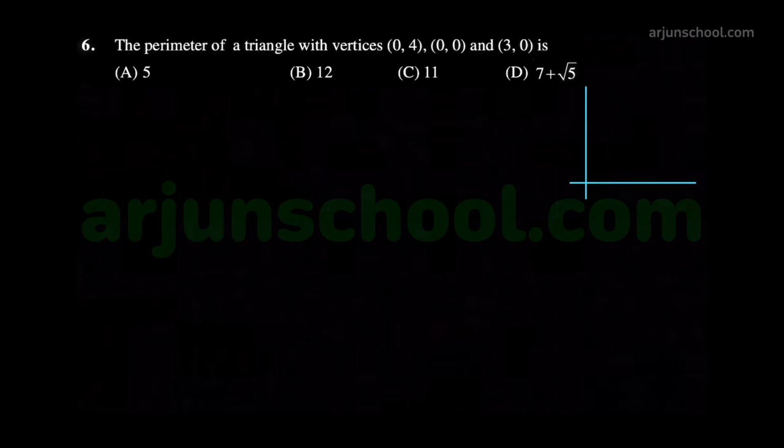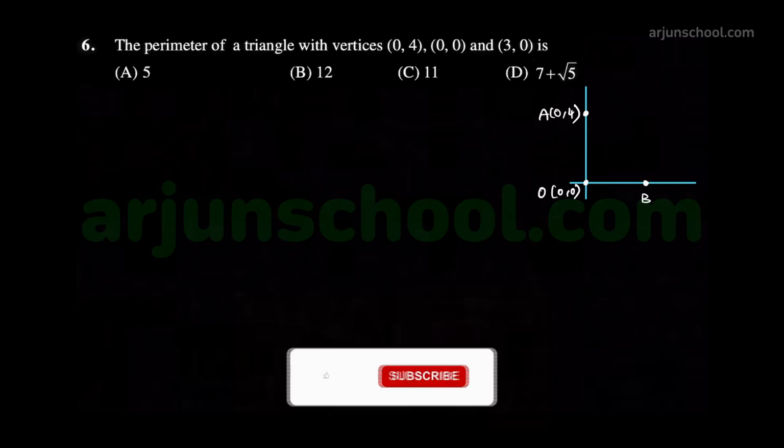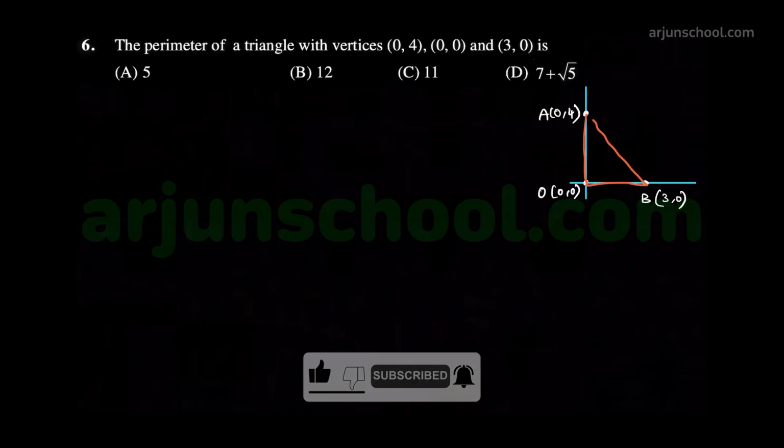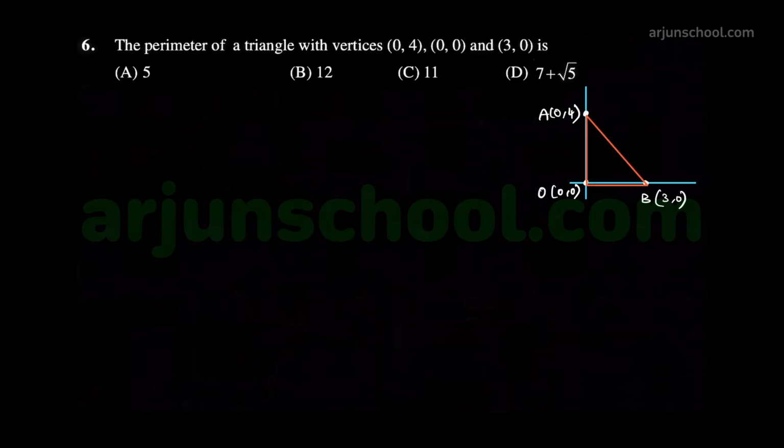Let us draw the points on a graph. A (0, 4) lies on the y-axis because the x coordinate is 0. Then we have the origin (0, 0), and then we have point B (3, 0) on the x-axis because the y coordinate is 0. Now we need to find the perimeter of the triangle formed with these 3 points.